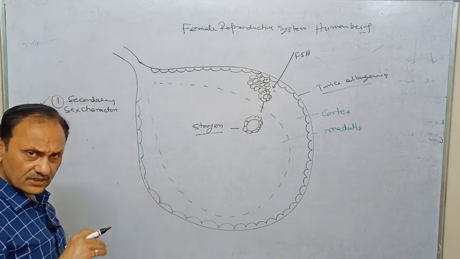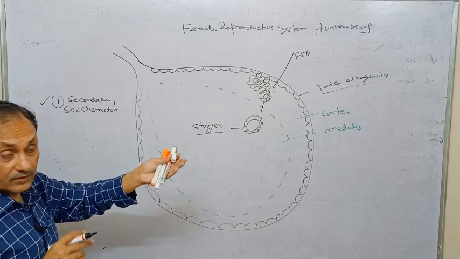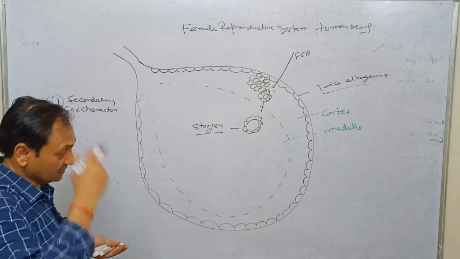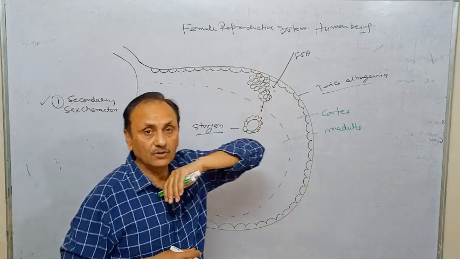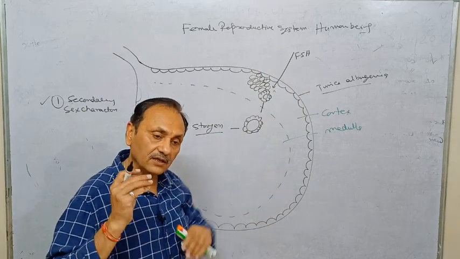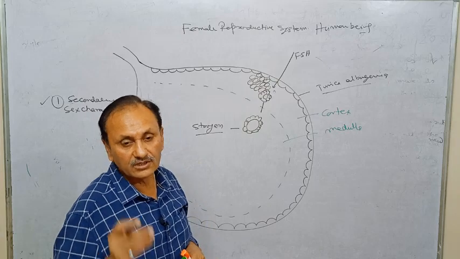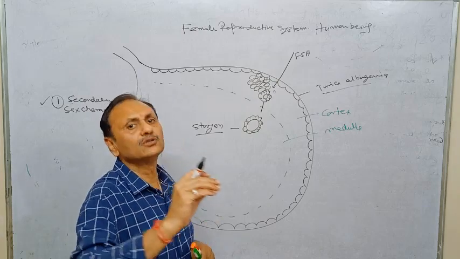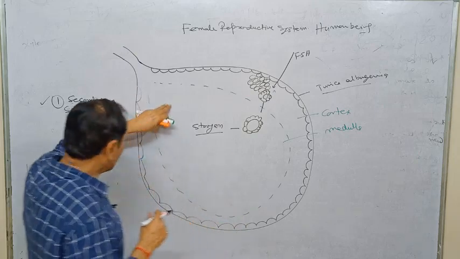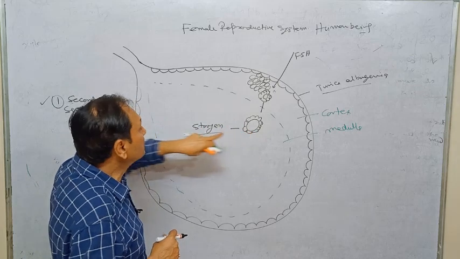These are the secondary sex organs, and the primary sex organ is the ovary, because, as we have discussed in the previous classes when we started this chapter, there is a certain difference between the primary sex organ and the secondary sex organ. Primary sex organs are those organs which are responsible for producing gametes as well as hormones.